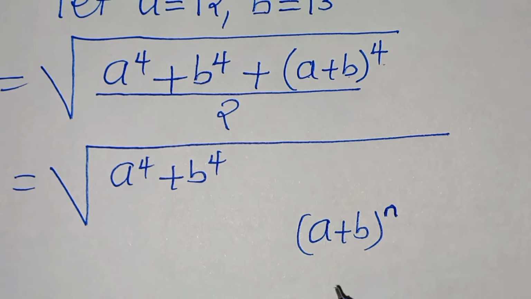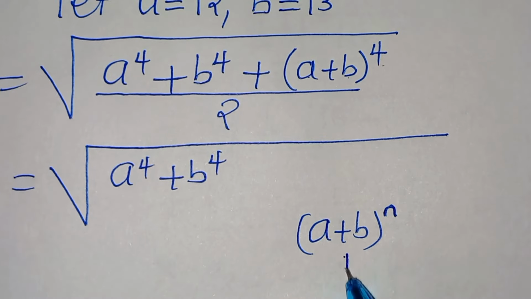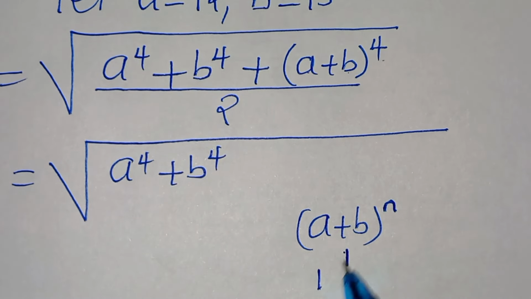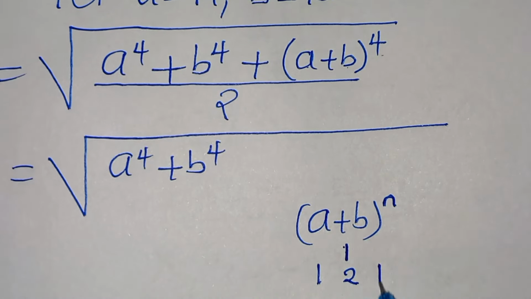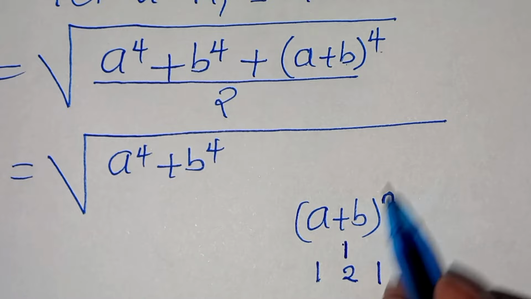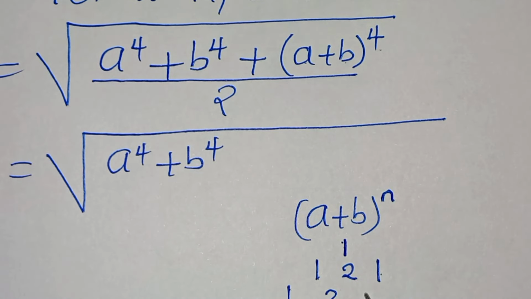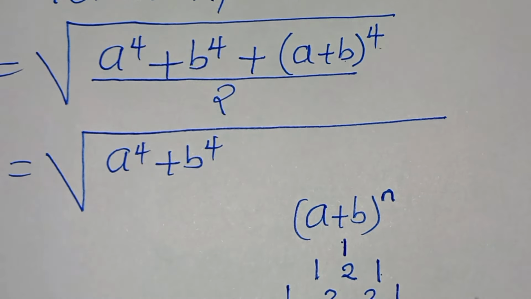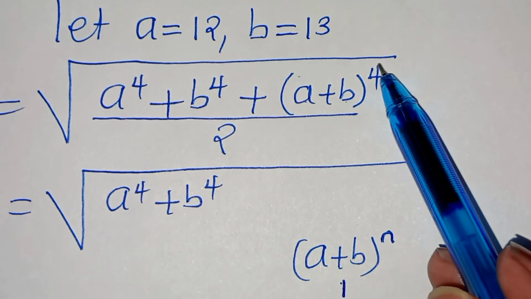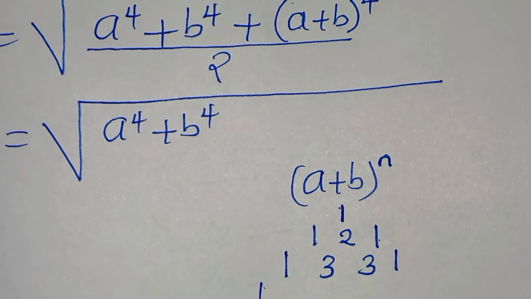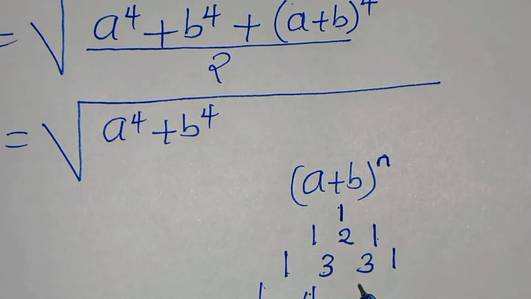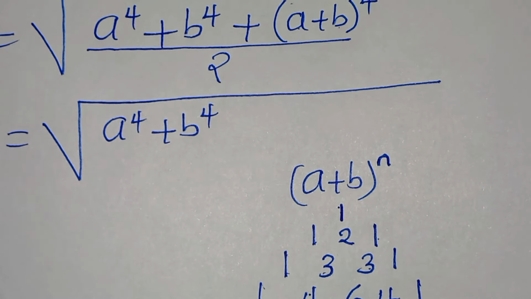So if we have a power of 2, for instance, this means we have 1, 1 plus 1, this is 2, then we have 1 here. If we have a power of 3, we'll have 1, 1 plus 2, this is 3, then 2 plus 1, this is 3, then 1. In our case here, we have a power of 4. So this implies that we have 1, 1 plus 3, this is 4, 3 plus 3, this is 6, then 3 plus 1, this is 4, then 1. So these are the coefficients that we have here.